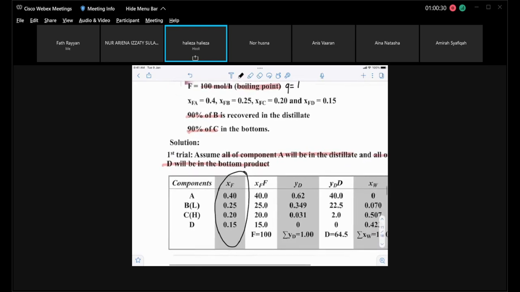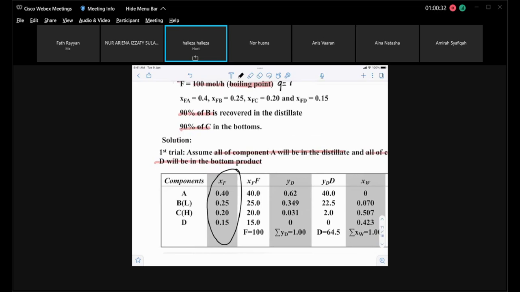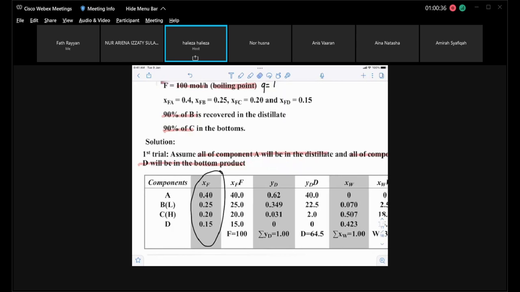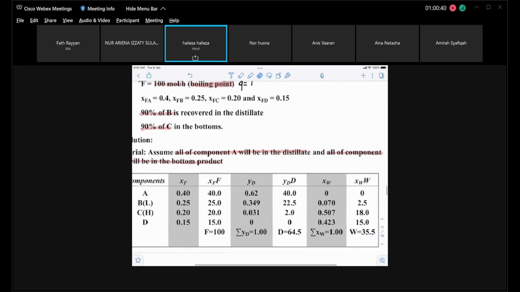Now we're going to find the composition. We're going to estimate the composition of the top and the bottom product. The first column next to the component is your feed, and based on 100, your feed is 100 mole per hour. So you should know the flow rate for every component. You need to do the tabulation.